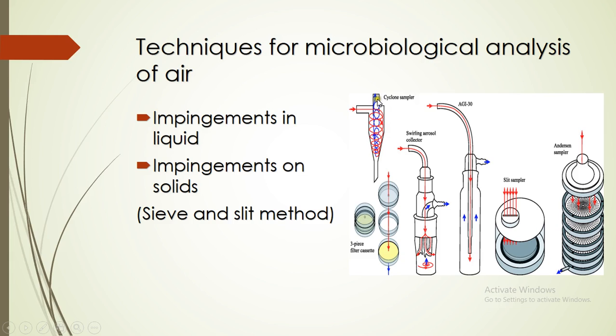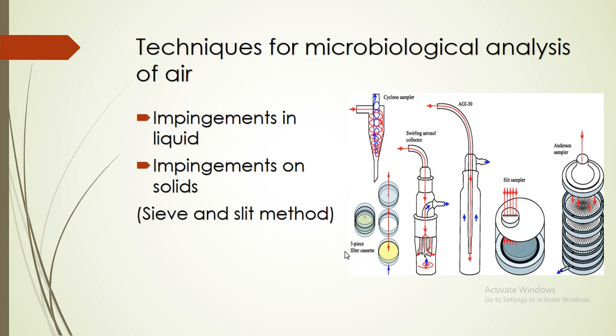The second one is this swirling aerosol collector. Here you can see the air is being drawn in here, and then it circulates and collects onto the surface of the liquid. Then you can take out different concentrations of this liquid and plate them, incubate them, and then count the colonies, how many colonies are produced by the given sample.